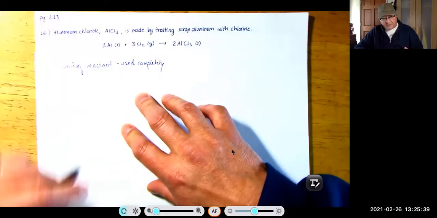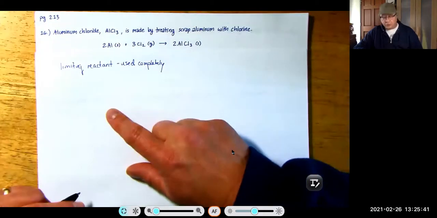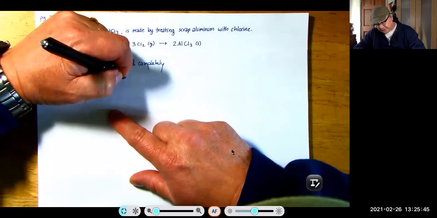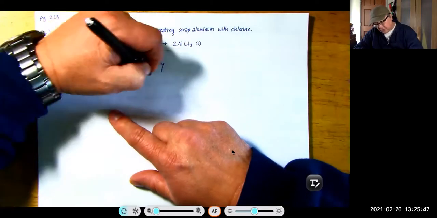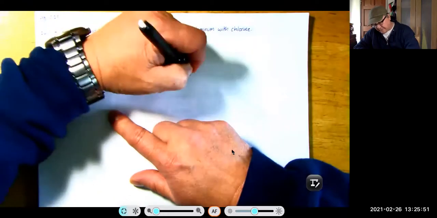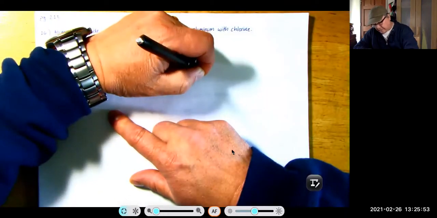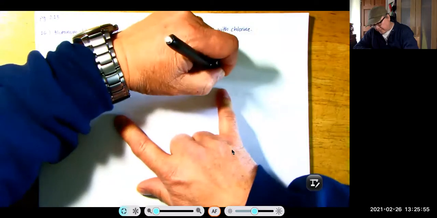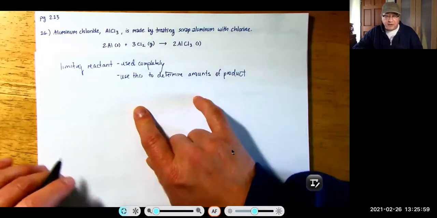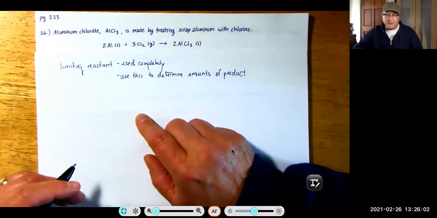So there's my definition of the limiting reactant. It's used completely. And we also use this to determine the amounts of products. The example I give in previous lectures is if you have one bicycle frame and two wheels, you'll be able to make one bicycle.